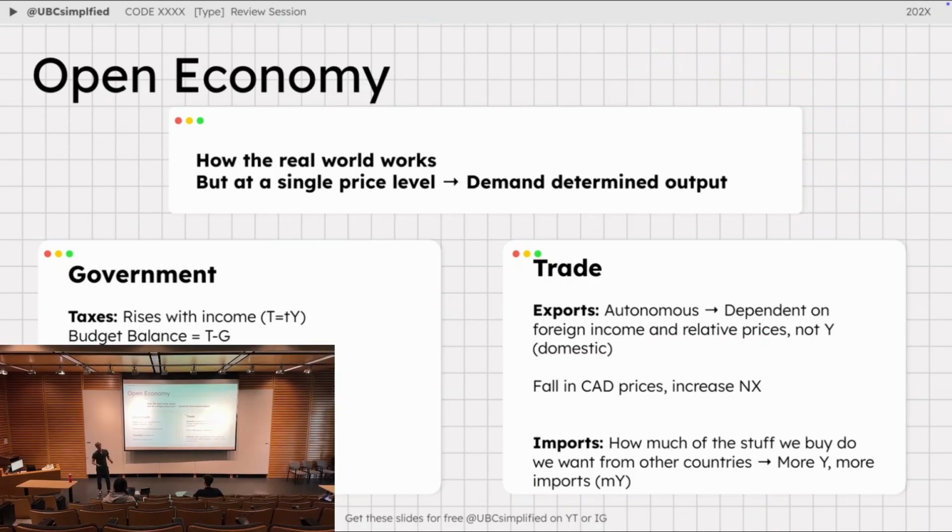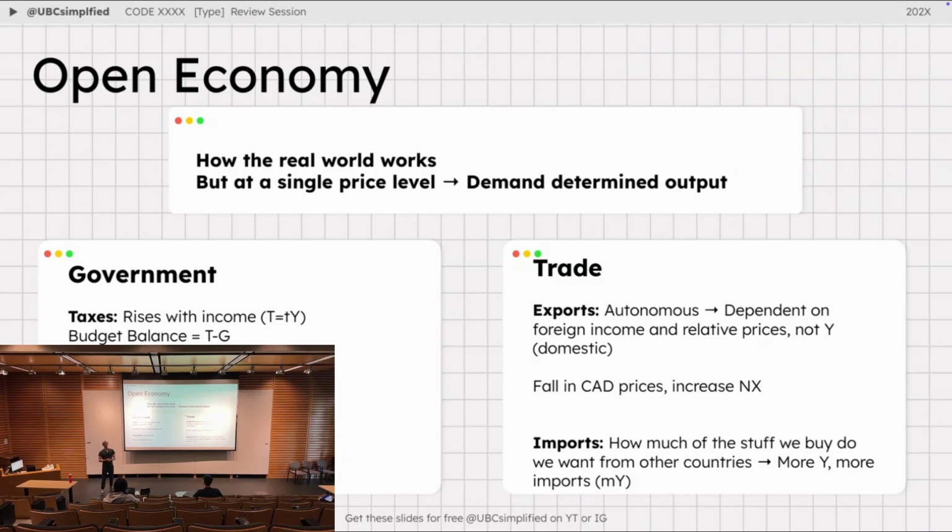So what impacts trade? Well, exports. If Canada's doing super well, but the rest of the world isn't, our exports are going to go down. So that doesn't depend on our domestic product, our Y. It's only dependent on foreign income. If other countries are doing really well, they'll want to buy more stuff from us, and also relative prices. So if we look super cheap to other countries, and we'll get to this later, they're going to spend more money and buy more from Canada.